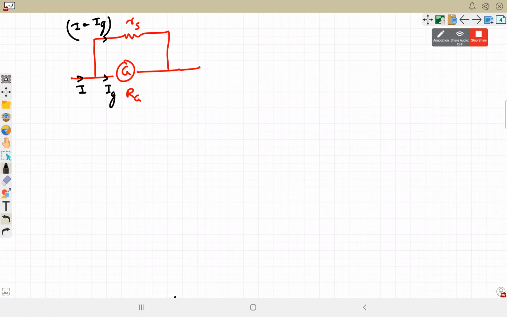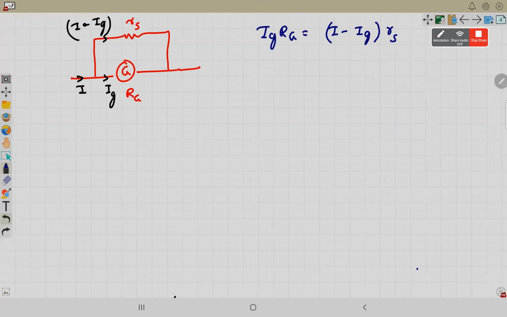So both are in parallel. In parallel, the potential is always equal. IG into capital RG will be equal to I minus IG times RS. IG क्या है? Galvanometer से pass होने वाली full deflection current, full scale current, maximum current that can pass. Capital RG is galvanometer coil resistance. I is the total current that enters.